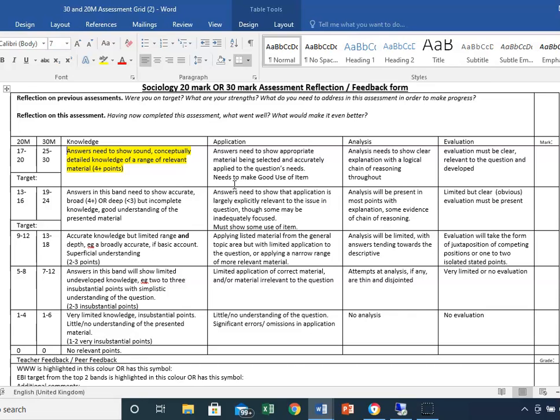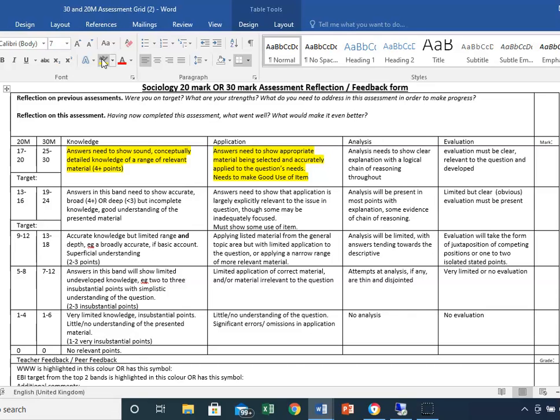Next one, answers need to show that application is largely explicitly relevant to the issue of the question, though some may be inadequately focused. I think, again, it's top band because I would say every single point was clearly applied to the idea of boys and girls achievement and girls outperforming boys.